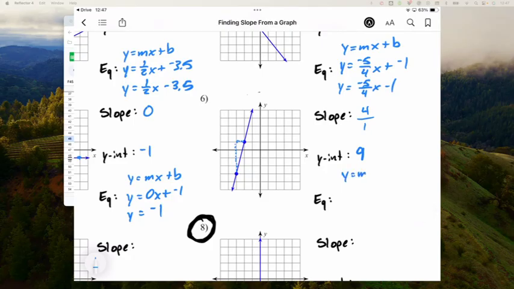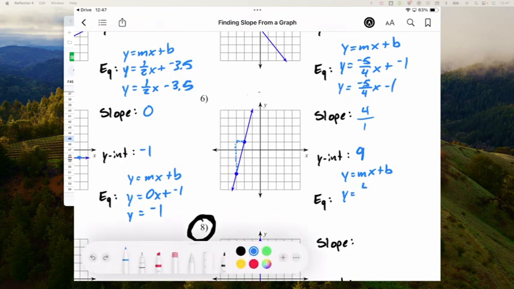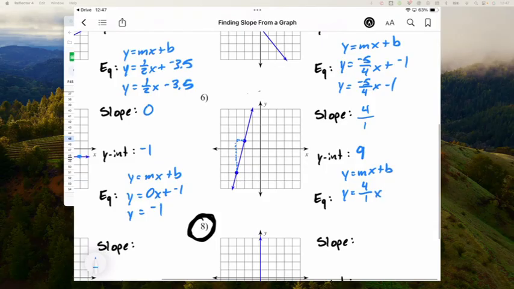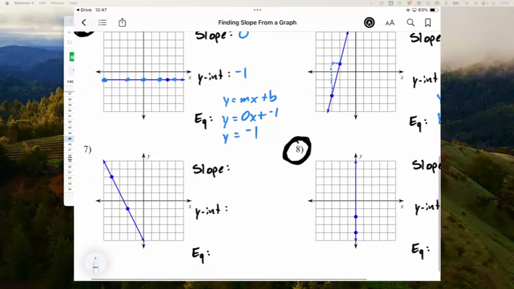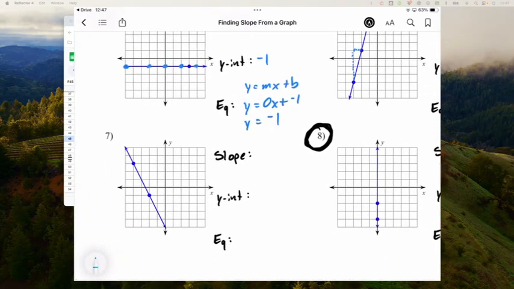Equation y equals mx plus b. Y equals 4 over 1 x plus the y-intercept, which is 9. The next one, the y-intercept is -5. The slope is going to be down 1, 2, 3, 4, and to the right 2. -4 over 2 is equal to -2 over 1.